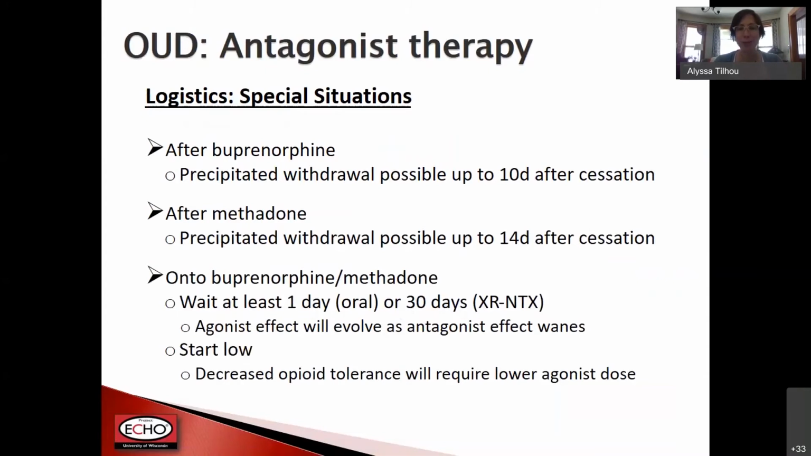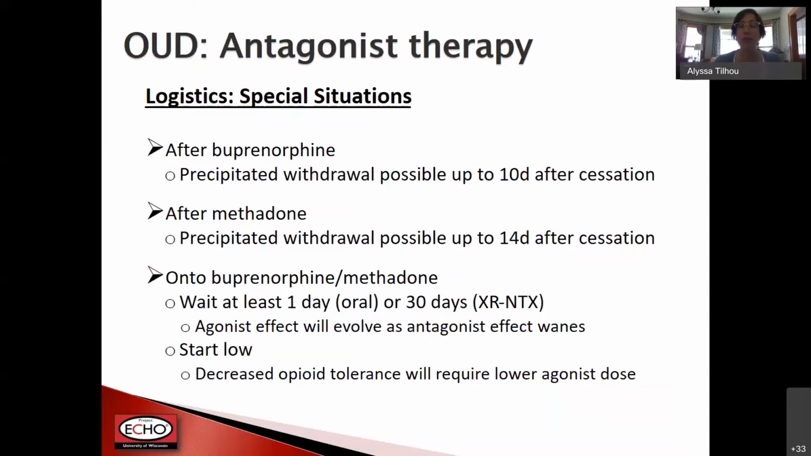A few notes about special situations. If you're transitioning someone from buprenorphine, be aware that precipitated withdrawal is possible up to 10 days after cessation. And with methadone, it's actually possible up to 14 days. The recommendations are to wait 7 to 10 days and maybe to do a naloxone challenge, but just be aware that that withdrawal effect is actually possible for even longer.